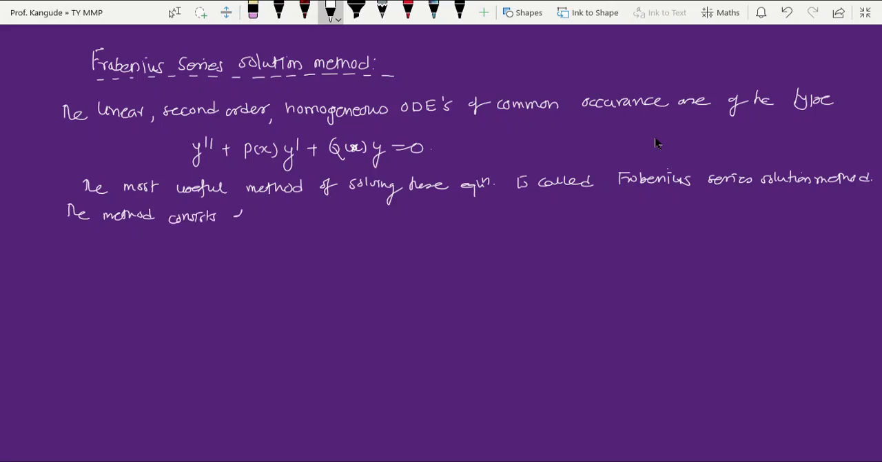Okay, so this method consists of obtaining a solution in the form of a power series. I don't know how many of you know what is meant by a power series. That also we are going to discuss in brief. Power series in the independent variable.